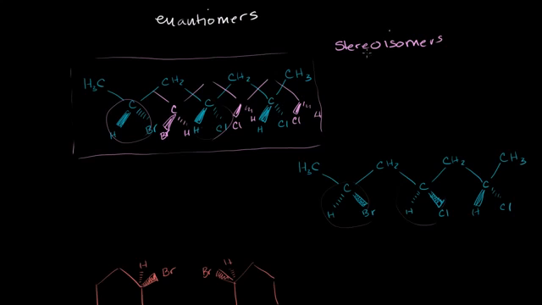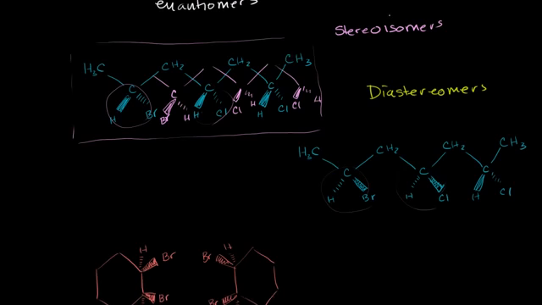So when you have two stereoisomers that aren't mirror images of each other, we call them diastereomers. I always have trouble saying that. Let me write it. These are diastereomers, which is essentially saying it's a stereoisomer that is not an enantiomer. That's all it means. Stereoisomer, not an enantiomer. A stereoisomer is either going to be an enantiomer or a diastereomer. Now let's do this last one.